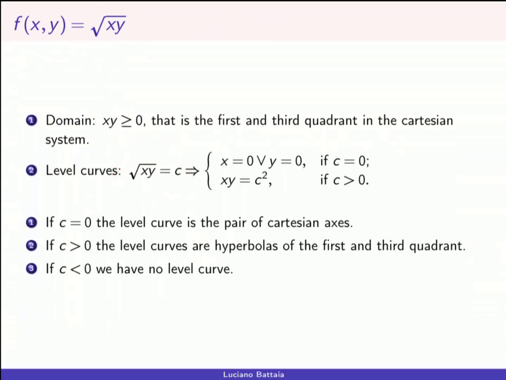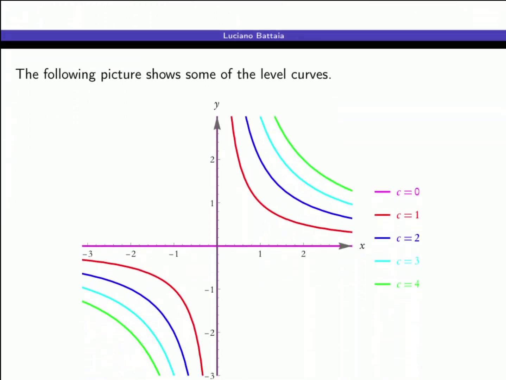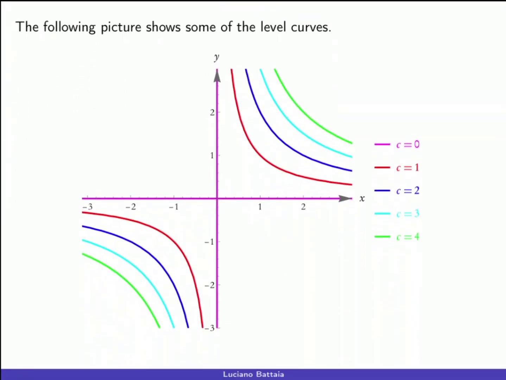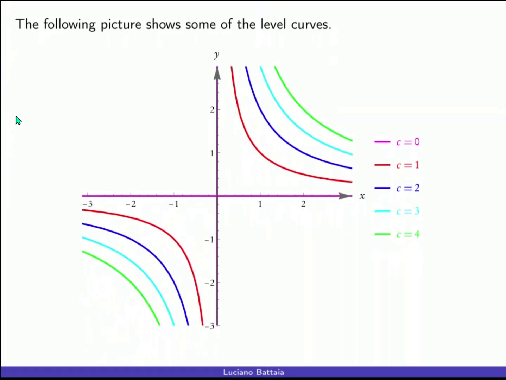So if c is 0, x equals 0 or y equals 0, that is the pair of the Cartesian axes. If c is greater than 0, xy equals c squared. If c is negative, we have no level curve. xy equals c squared are hyperbolas of the first and third quadrant. Some of the level curves are plotted in this picture. And observe when c is 0, the two axes.